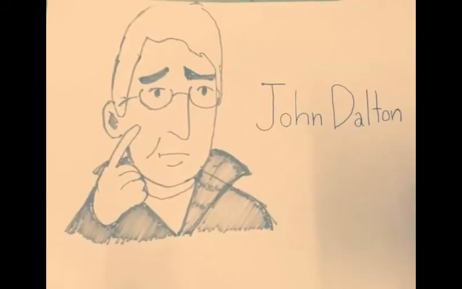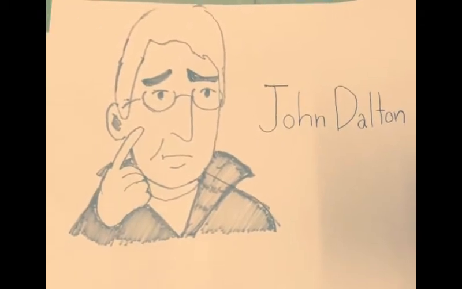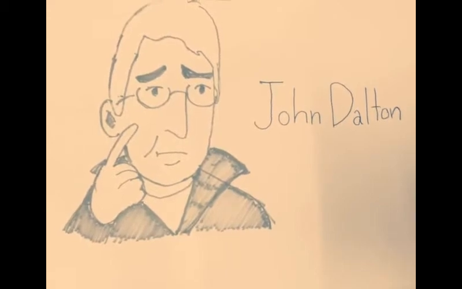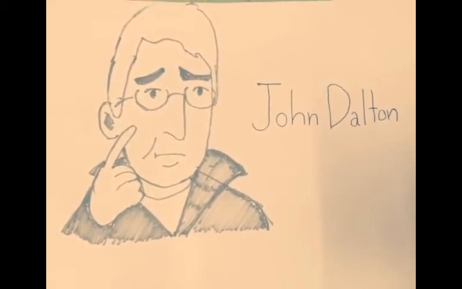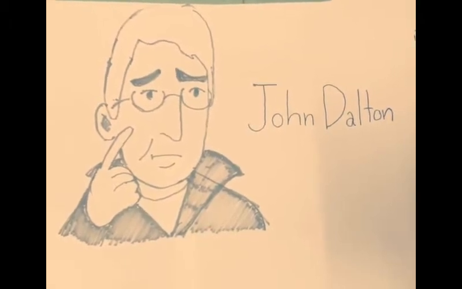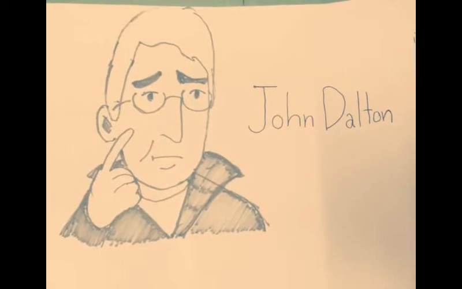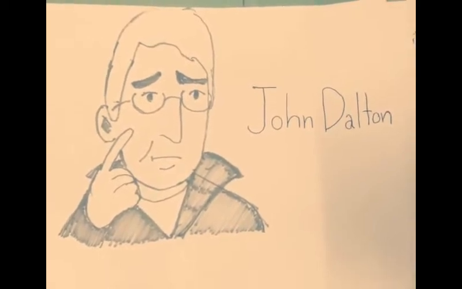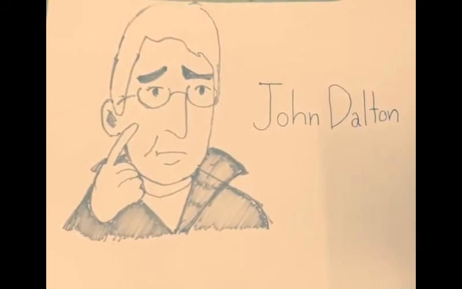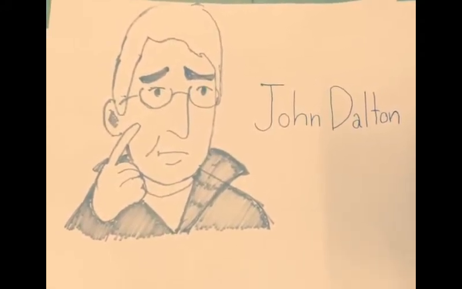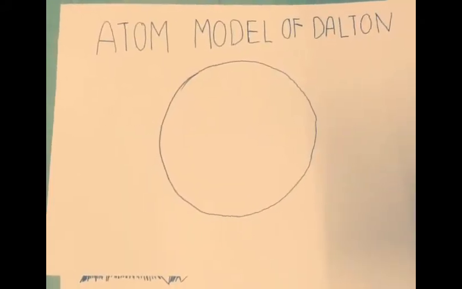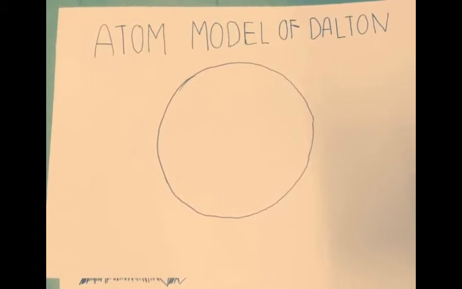The first person is John Dalton. He presented his atomic theory as: first, each element is made up of tiny particles called atoms. Second, atoms of a given element have identical mass and properties. Third, combinations of atoms have a specific ratio. Fourth, the atoms themselves are not changed in a chemical reaction. Dalton's atomic model is represented by a solid ball.